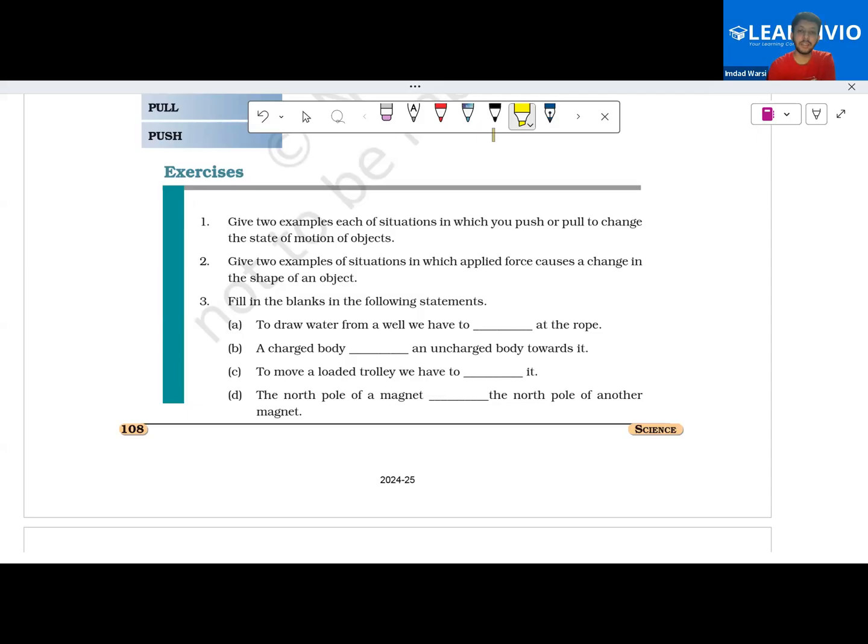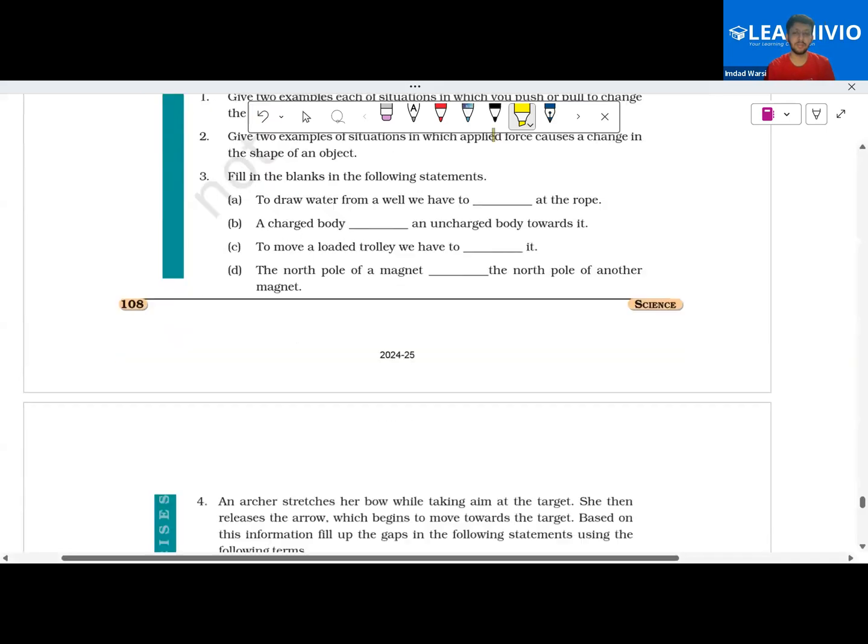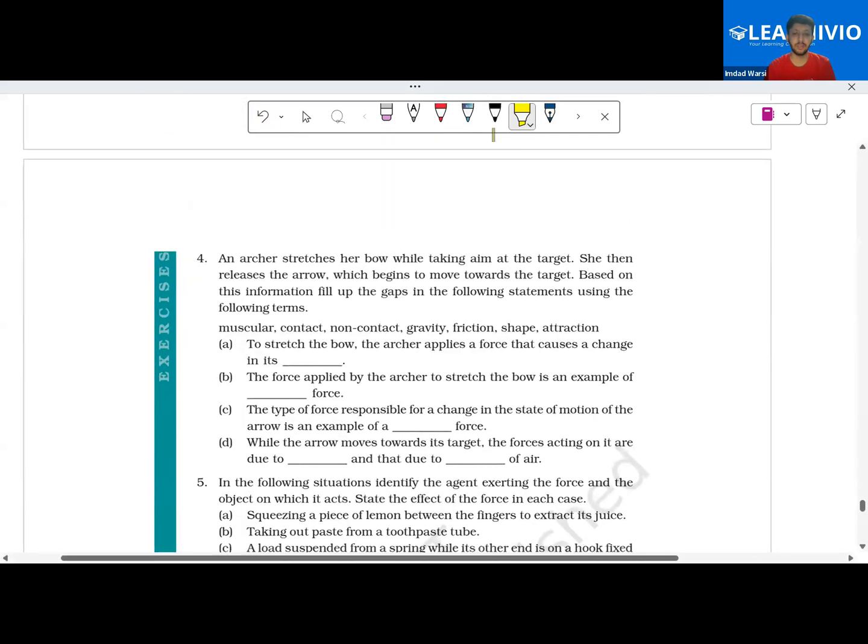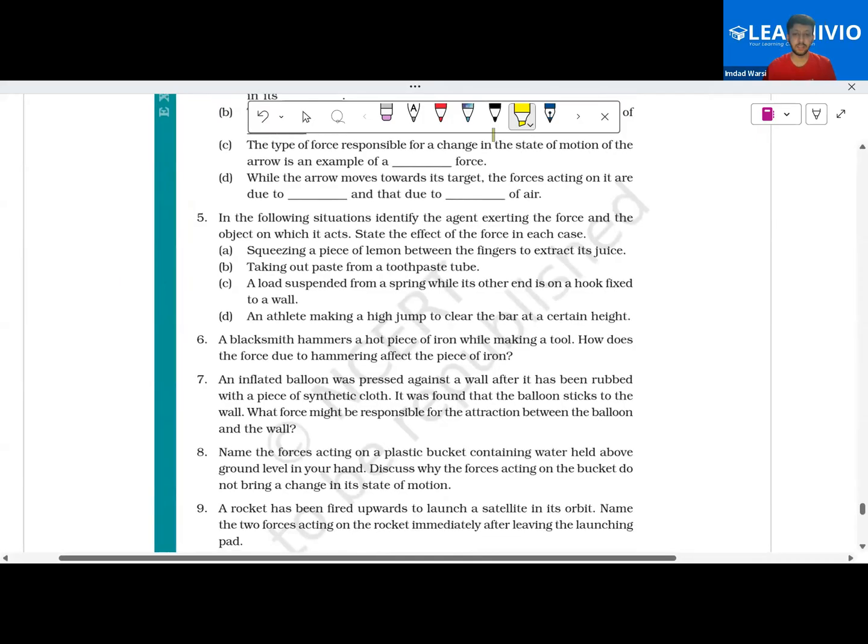Okay, fill in the blanks in the following statement. To draw water from a well, we have to dash at the rope. Pull. Okay, I'll give you this as homework. There are no numericals.